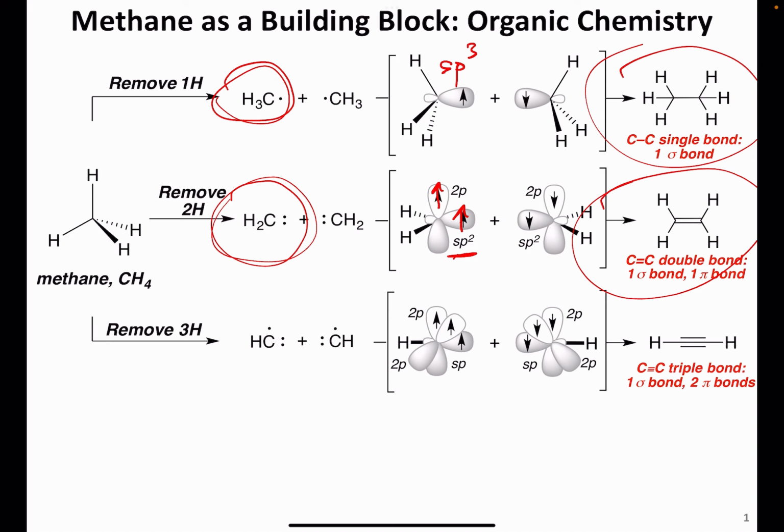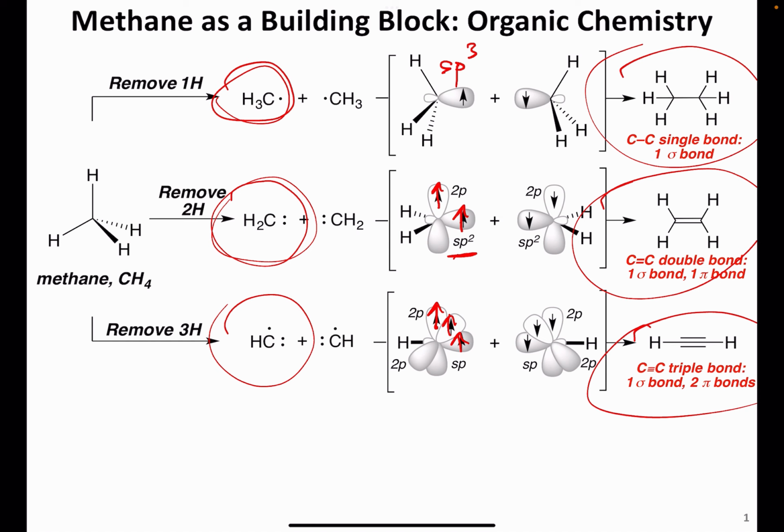Well, if we remove three hydrogen atoms, we get a carbyne. If the carbyne has a quartet ground state, in which the sp hybrid has one unpaired electron, and the unused 2p orbital and the second unused 2p orbital both have one unpaired electron, the two carbynes can get together and dimerize to form acetylene, in which the carbon-carbon triple bond is constructed from one sigma bond and two pi bonds.